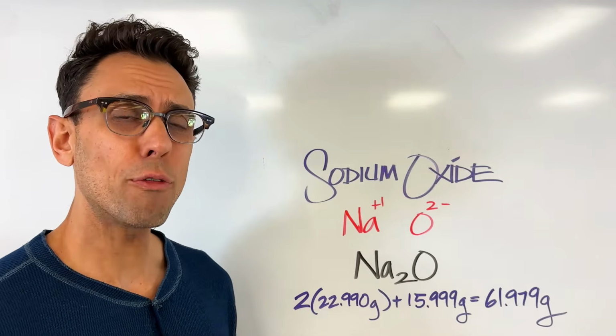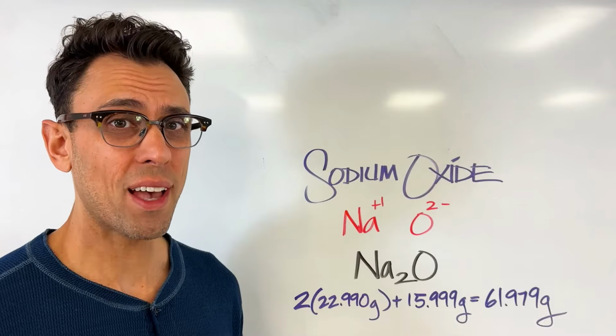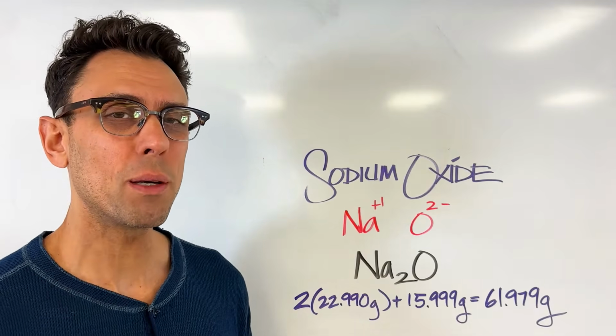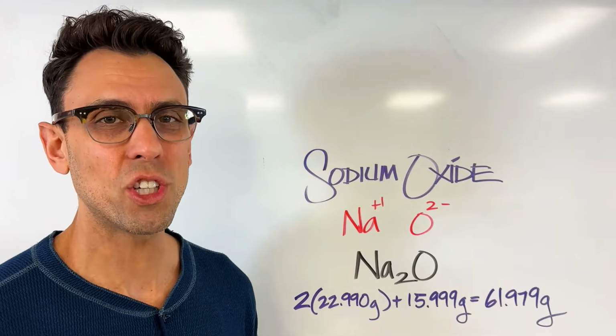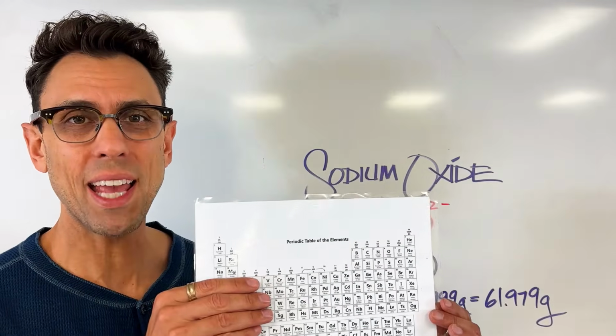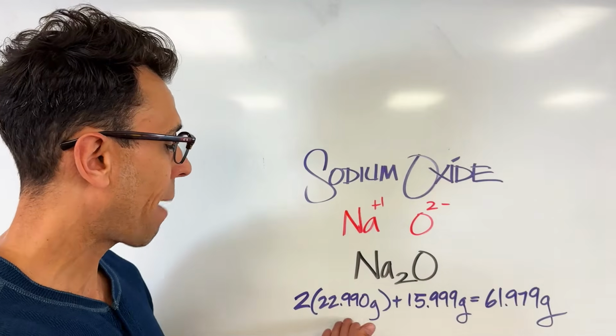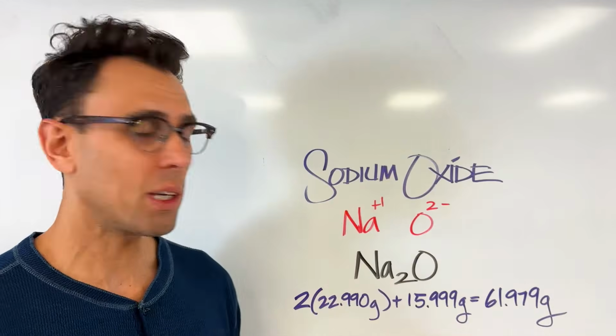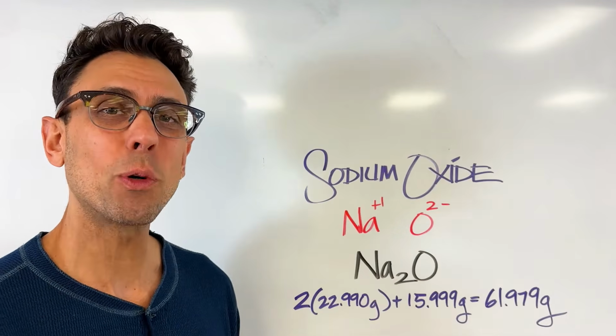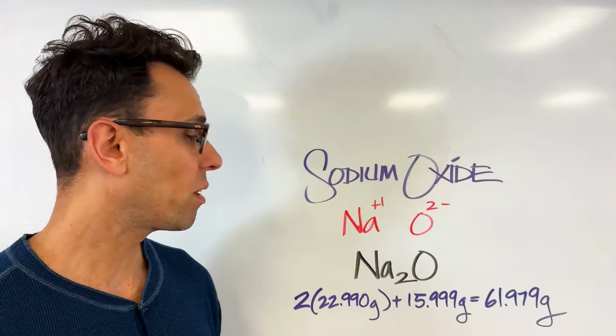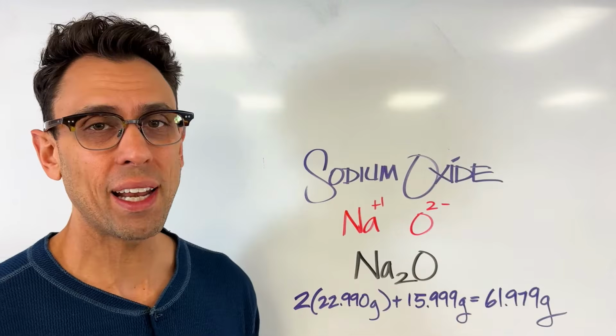So now we know that in every mole of sodium oxide, there's 2 moles of sodium compared to just 1 mole of oxygen. Next, we go to the periodic table. You can see here that I looked up the mass of 1 mole of sodium, which is 22.990 grams. 1 mole of oxygen is about 15.999 grams.